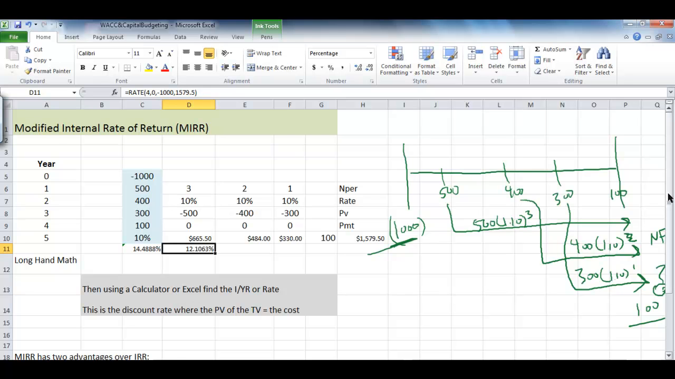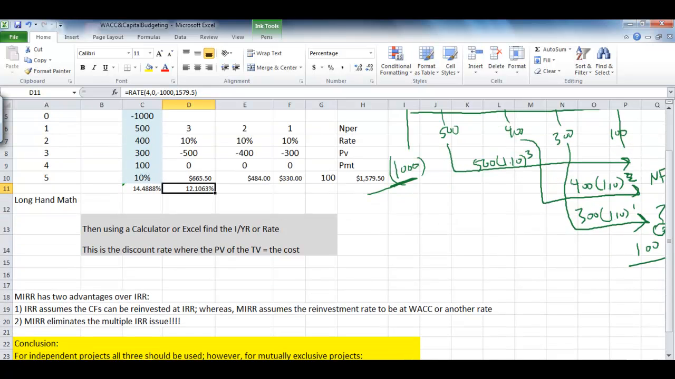Now let me pull down here and give you some advantages of the modified. Well, modified IRR has 2 advantages over the internal rate of return. The IRR assumes that the cash flows can be reinvested at that initial IRR, whereas the modified internal rate of return assumes the reinvestment rate to be at weighted average cost of capital or another rate. MIRR also eliminates the multiple IRR issue.